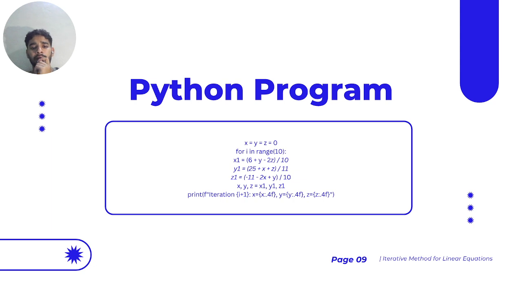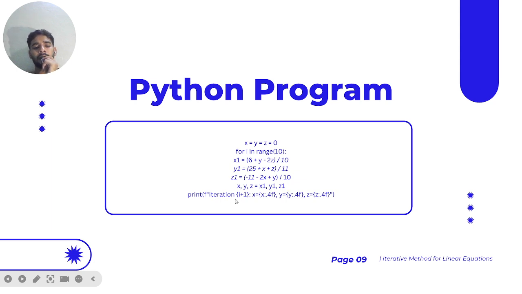After that, there is a Python program. Firstly, there are the initial values we have taken: x, y, z equal to 0. For i in range of 10, x1 equals this, y1 equals this, and z1 equals this. Then x, y, z equal x1, y1, z1.